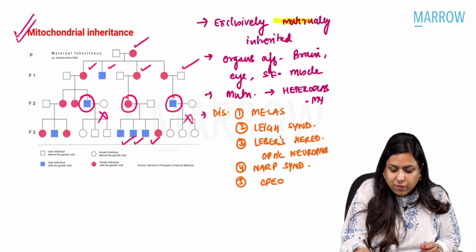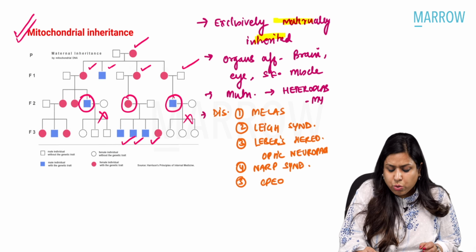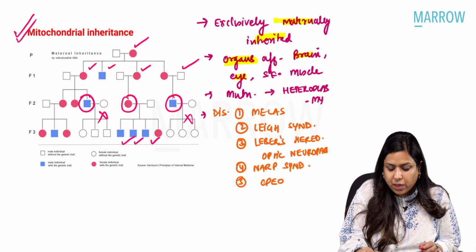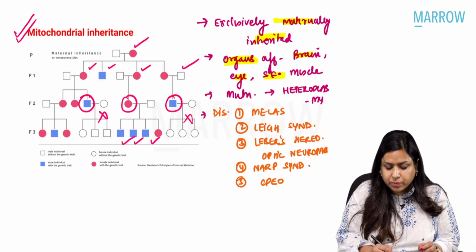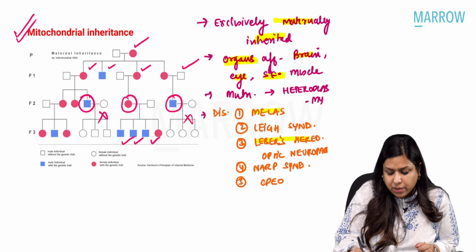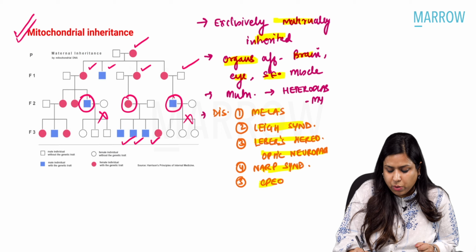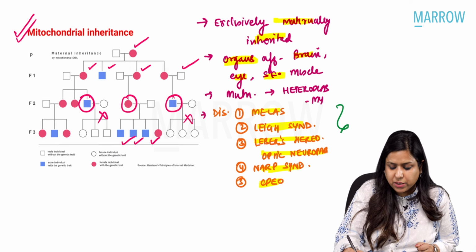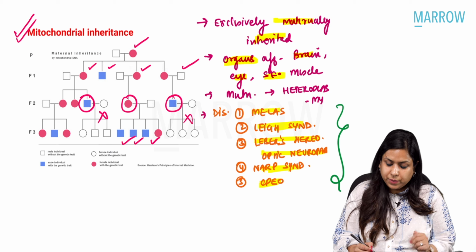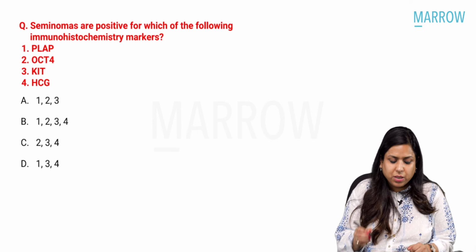It is exclusively maternally inherited, usually involving those organs which have a lot of mitochondria, like brain, eye or skeletal muscle. What are the examples of disorders? MELAS, Leber's hereditary optic neuropathy, Leigh syndrome, NARP syndrome, or chronic progressive external ophthalmoplegia. Understood? Easy till now? Next question.